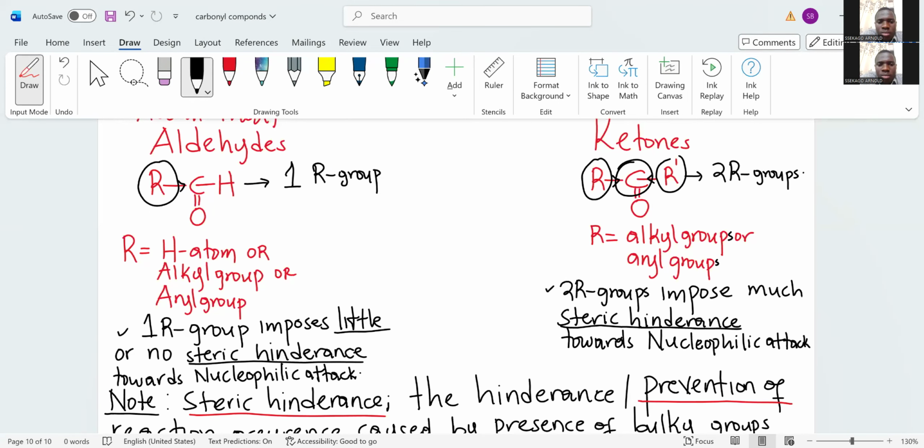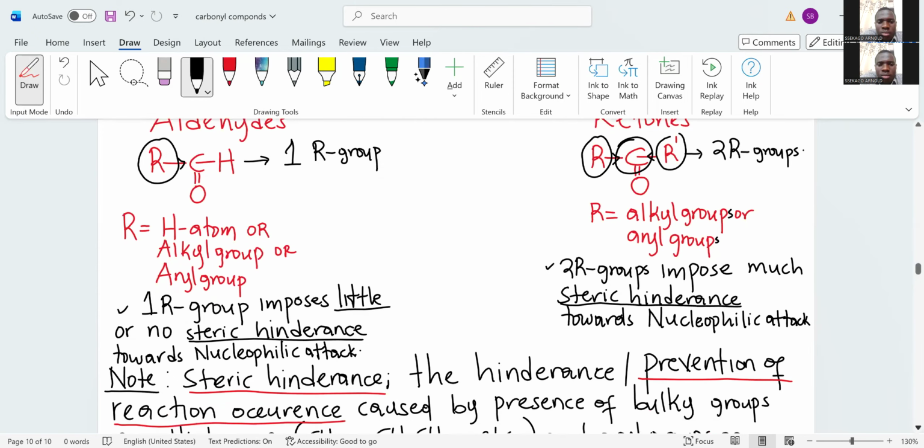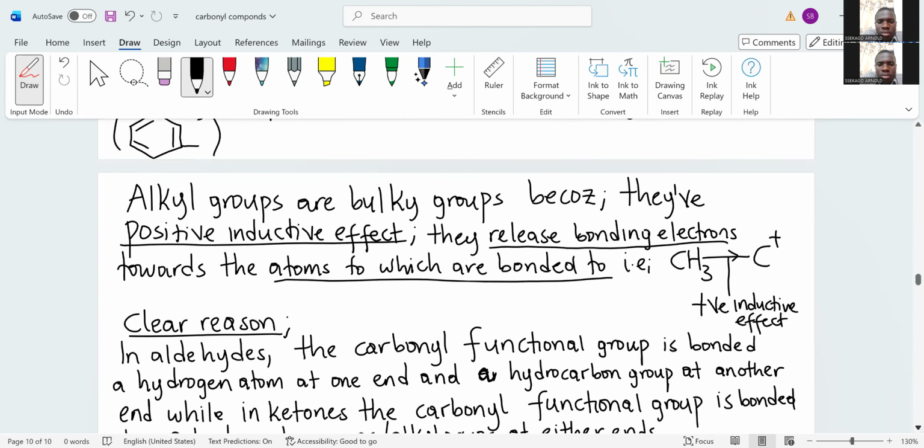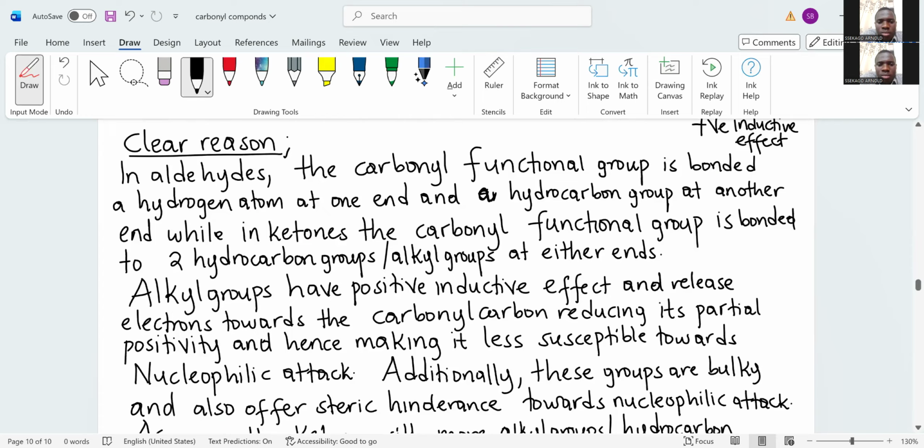So we want to give a clear reason as to why aldehydes are more reactive than ketones. We have said that aldehydes have this structure, so for them they have one R group. Ketones have two groups which are bulky. So what are we saying here? This is the clear reason. In aldehydes, as we have seen from their structure, the carbonyl functional group is bonded to a hydrogen atom. This is what I mean.